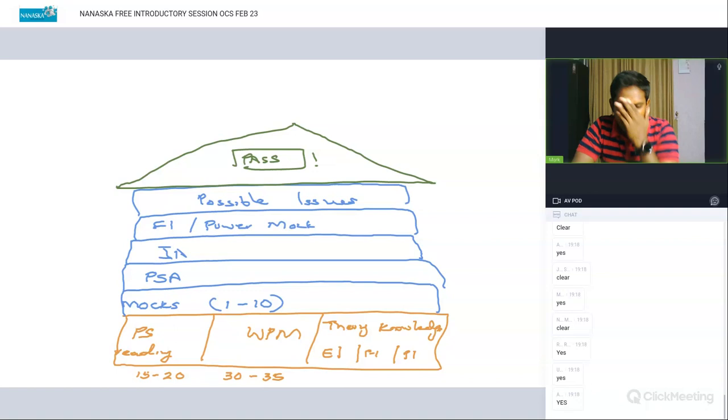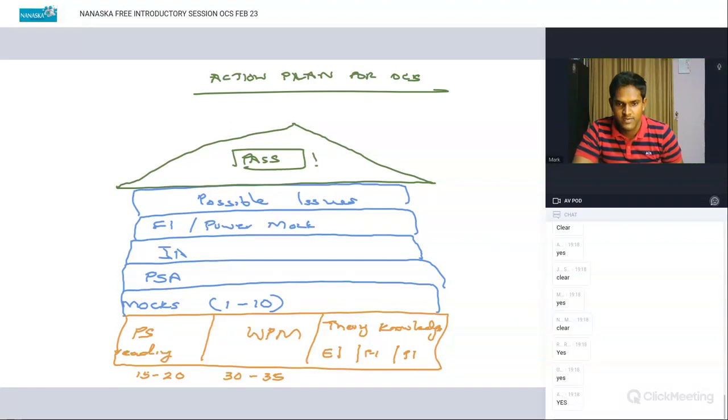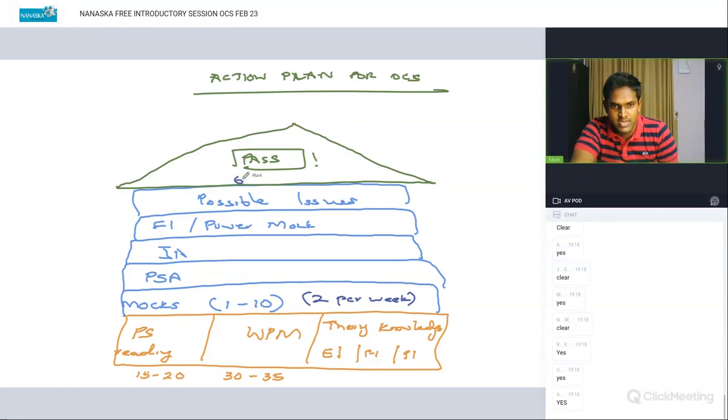This is, in a nutshell, what I've been speaking about over the last 30 to 40 minutes. I don't mind even if you take this down. This is our action plan for OCS. So mocks, you've got to do 2 per week if we are to achieve the target. Here you will do your exam on the 8th to 10th February, one of these 3 dates. And ultimately, we all hope to see the pass if you have committed properly to all these tasks.